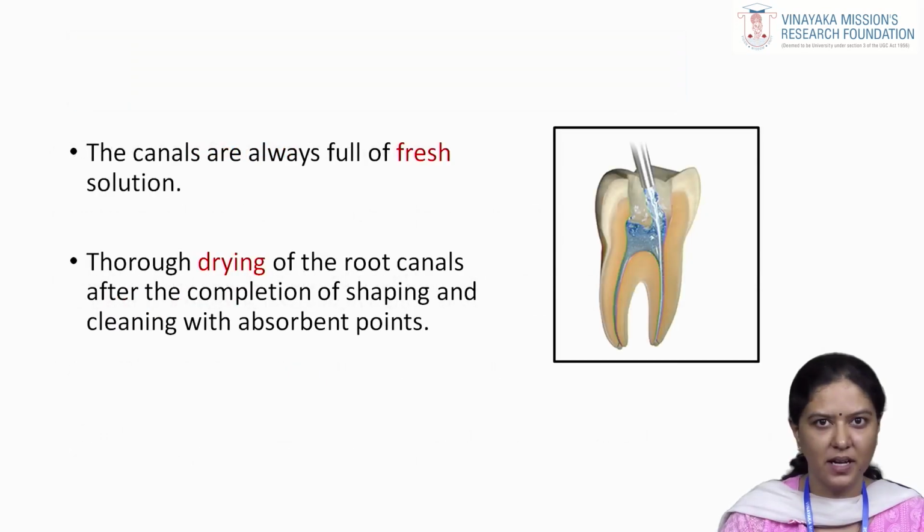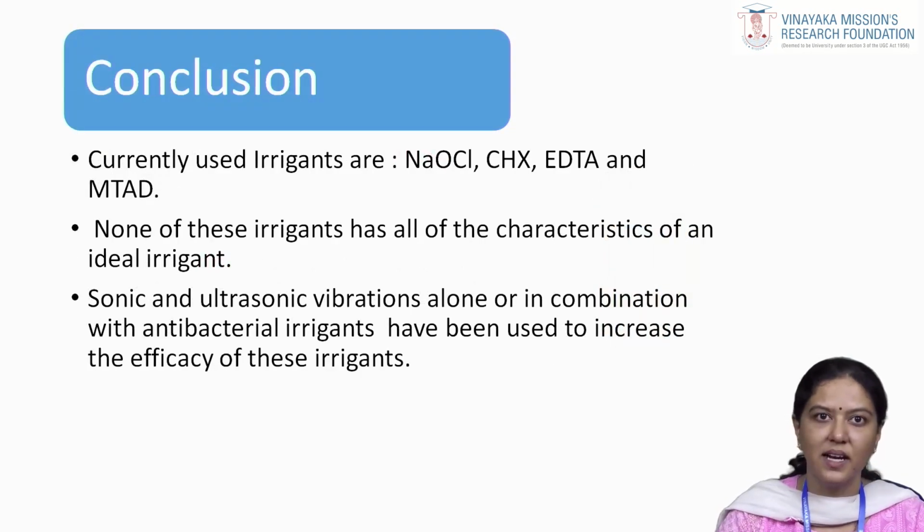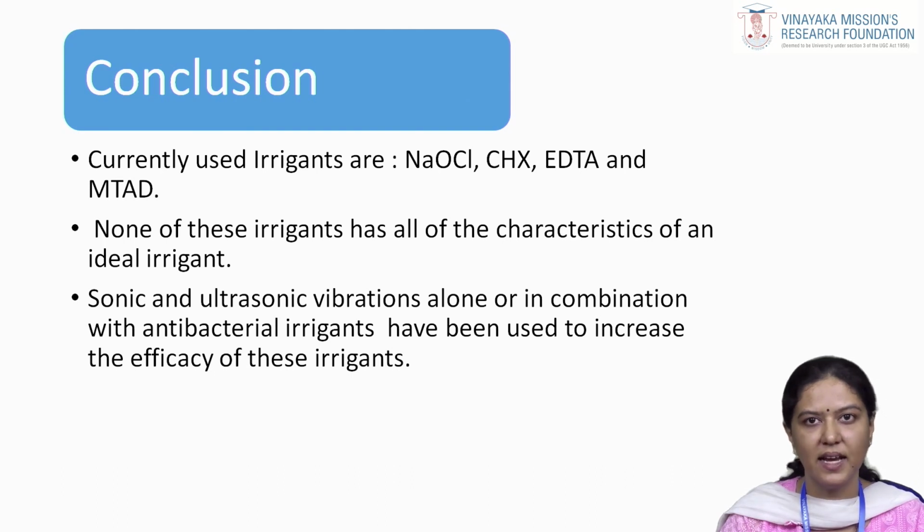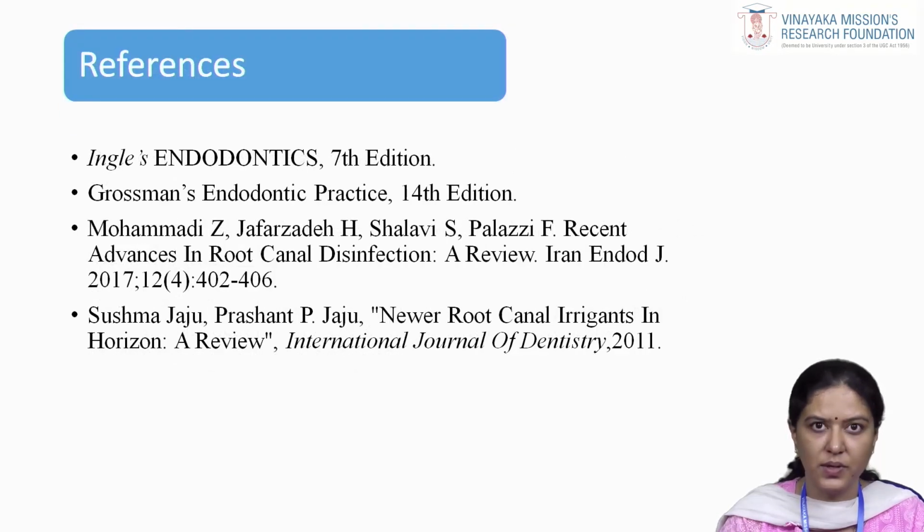During the shaping and cleaning of the root canals, care should be taken that the canals are always full of fresh solution. Irrigation should be followed by thorough drying of the root canals with absorbent points after the completion of shaping and cleaning. Common irrigants that are currently used during cleaning and shaping include hypochlorite, chlorhexidine, EDTA and MTAD. None of these irrigants has the characteristics of an ideal irrigant. Sonic and ultrasonic vibrations alone or in combination with antibacterial irrigants have been used to increase the efficacy of these irrigants. These are the references used for the topic.